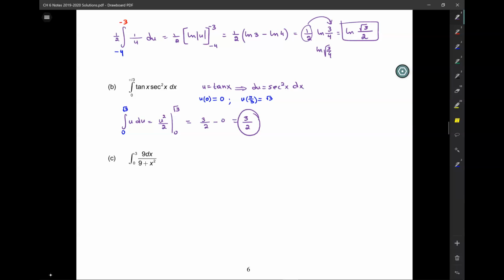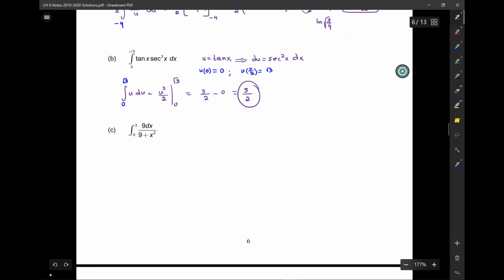Okay. Is it possible to do this one? What's the u here? 9 plus x squared. All right, let's do it.